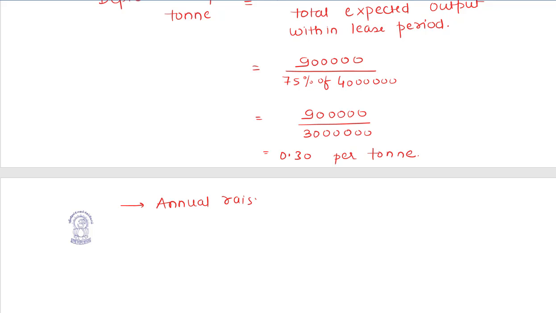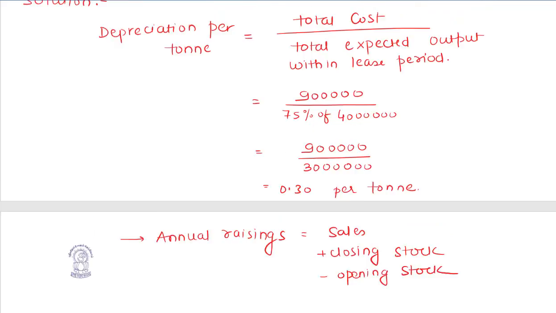Annual raisings is sales plus closing stock minus opening stock.